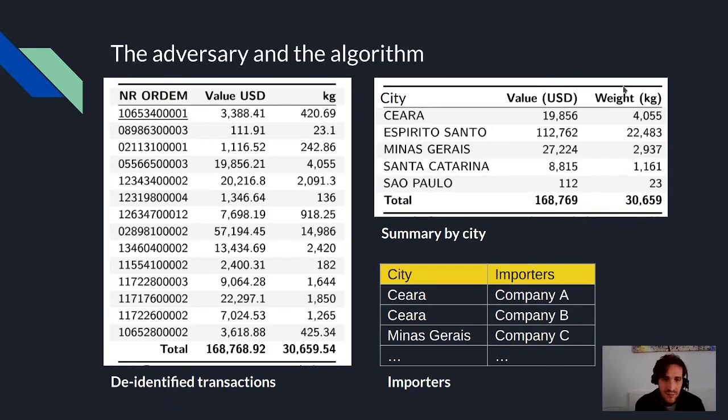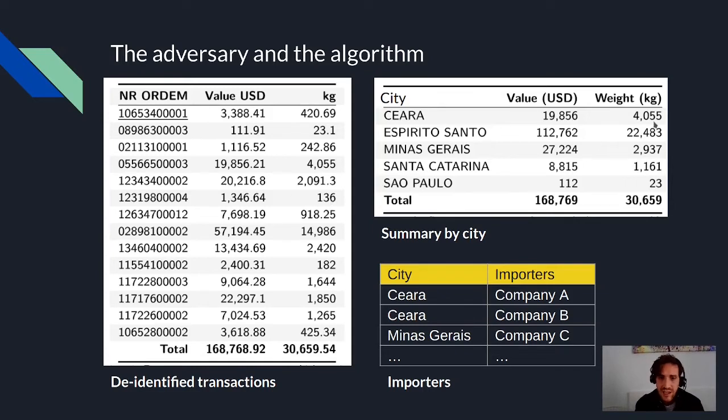Now let's put ourselves in the adversary's shoes. Three datasets are publicly available. De-identified transactions contain all the products imported, their value and weight. Summary by city contains the total sum of weight and value by city. Importers contain registration data about the companies, such as their city. I, now the adversary, know that the totals shown in the summary by city were produced by partitioning the entries seen in the de-identified transactions.